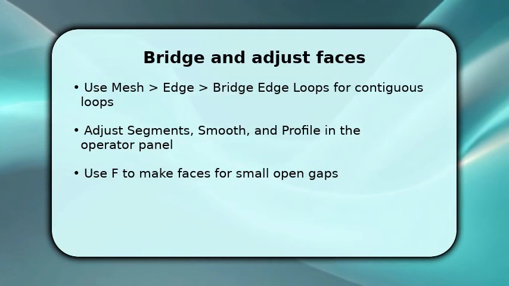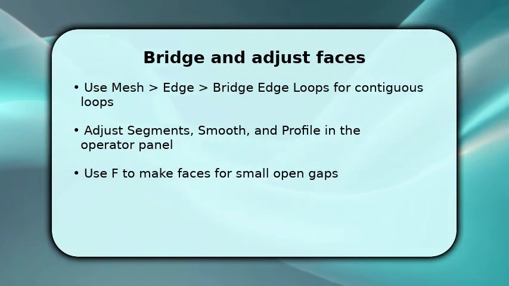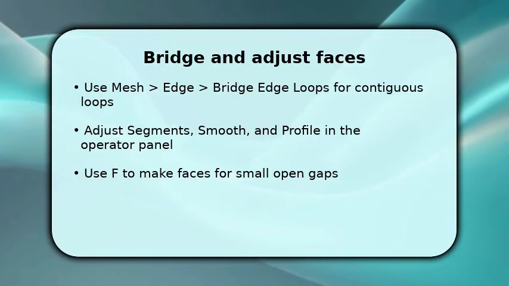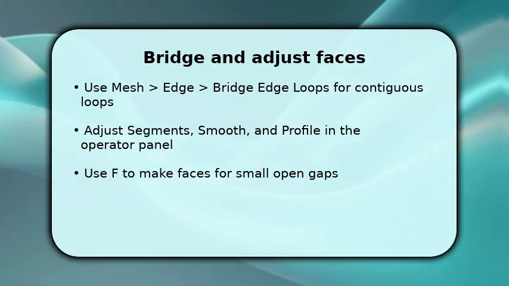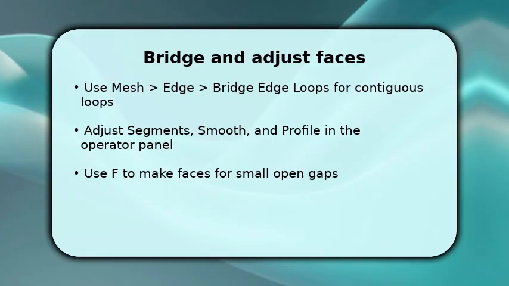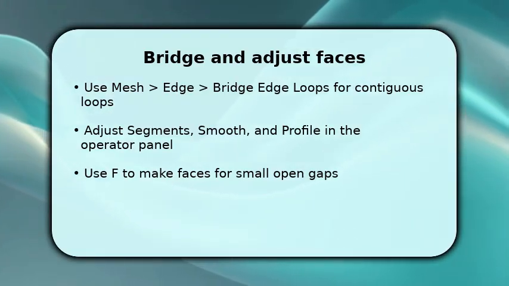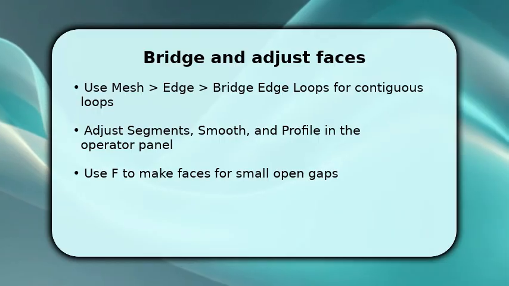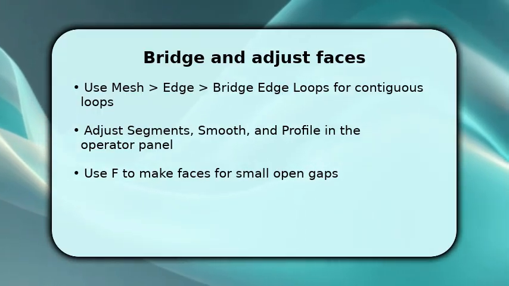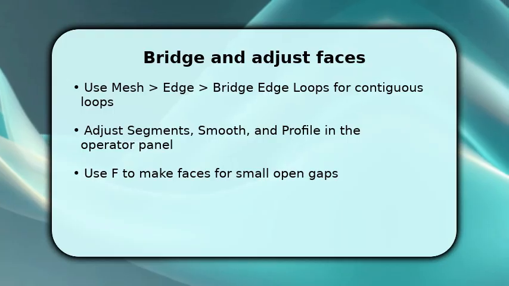Next, perform the actual connection. With both edge loops selected, invoke Bridge Edge Loops from the Edge menu. You'll see operator options: set segments to control intermediate faces, smooth to blend curvature, and profile to tweak cross-section shape. These parameters change topology behavior, which is why you adjust them now.